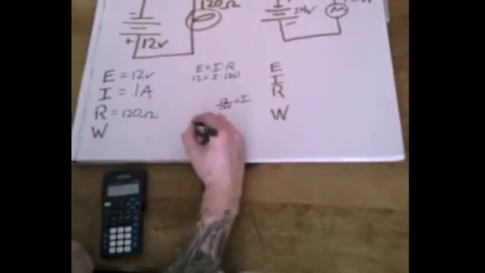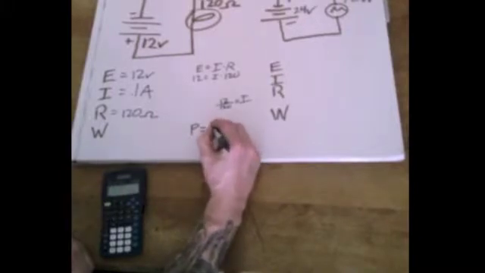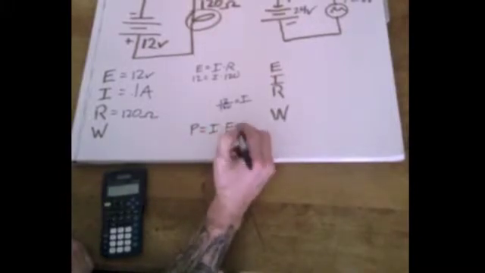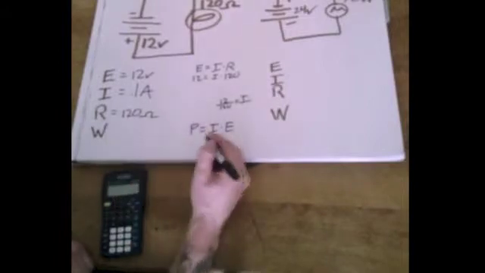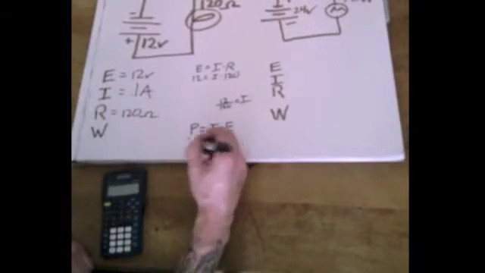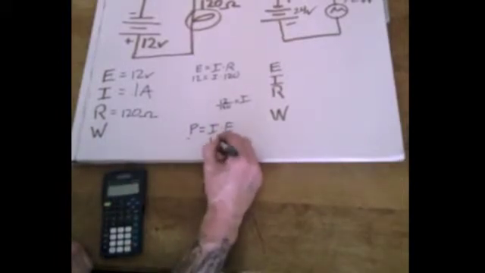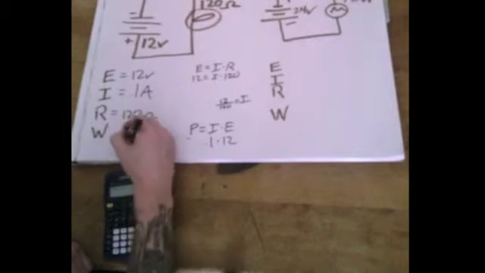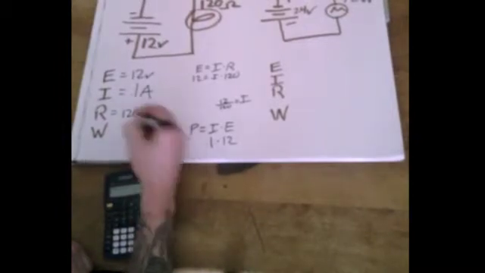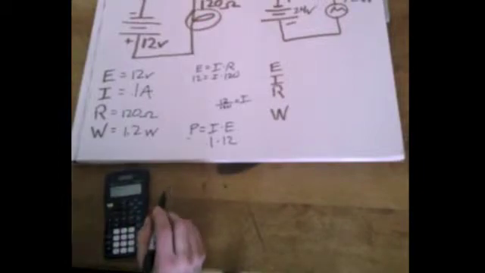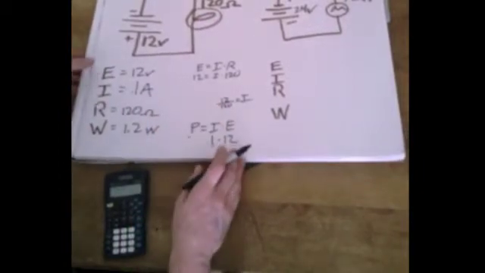Anyway, and because power, your watt value, is equal to I times E, all you got to do is put that 0.1 times 12, that'll give you 1.2 watts. Yeah, and that's all there is to do about that.